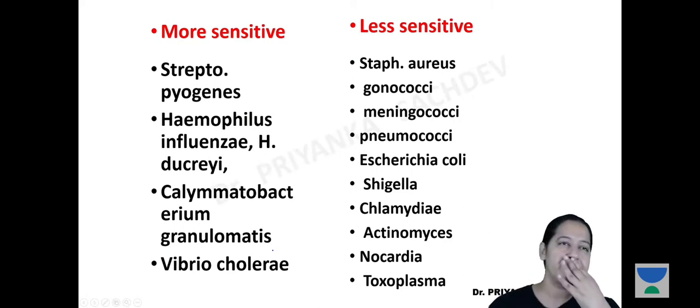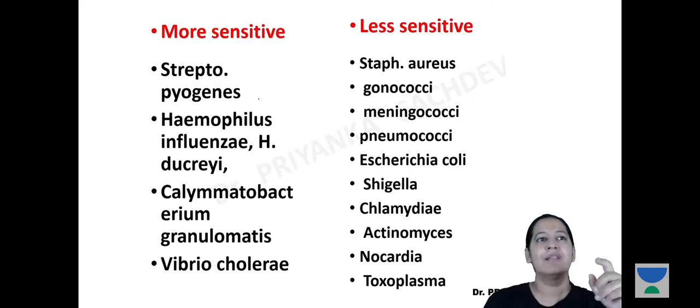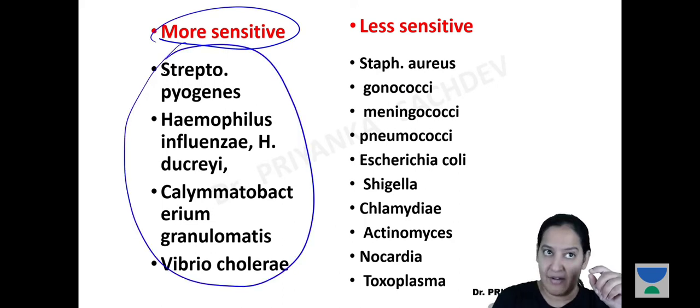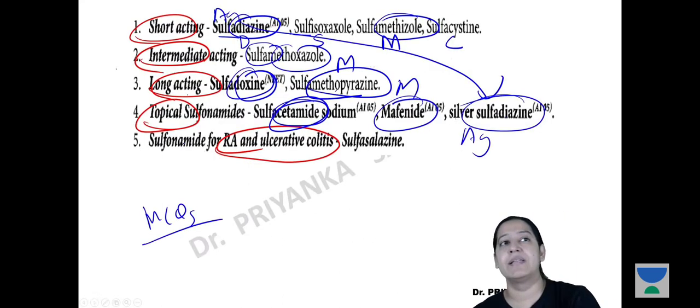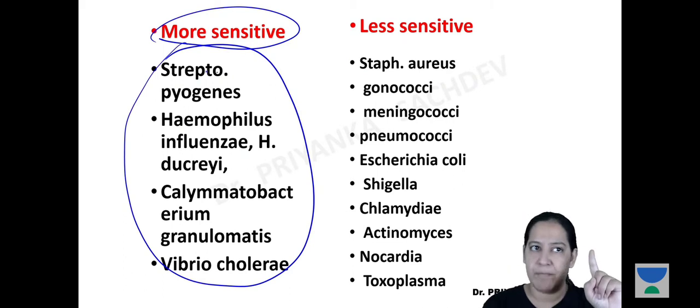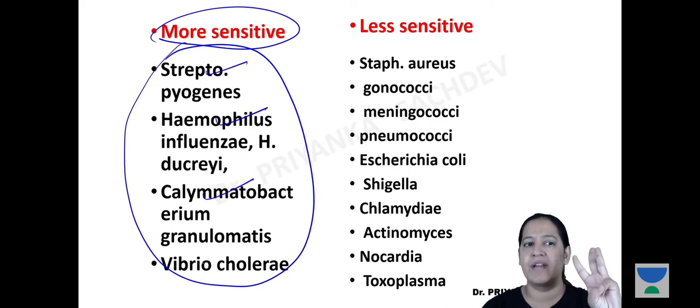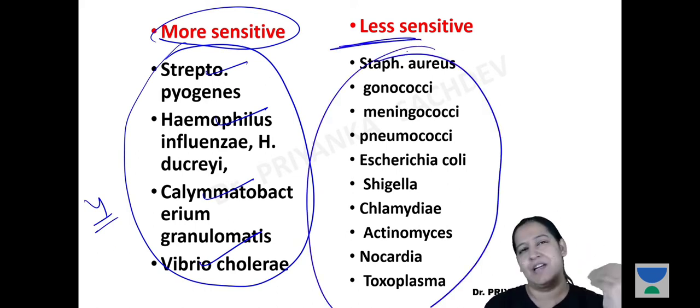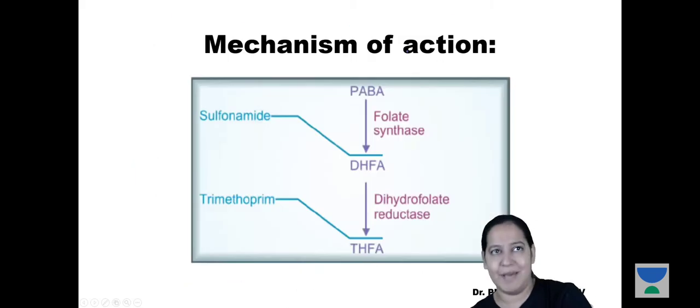Coming on spectrum. So don't learn the spectrum. These are the bacteria against which sulfonamides are studied. Sulfonamides are acting more against Streptococcus, Haemophilus, Campylobacter, and Vibrio. These are the 4 bacteria against which it is highly active, and these are the bacteria against which it is less active. So it is not really important. You can skip this portion.